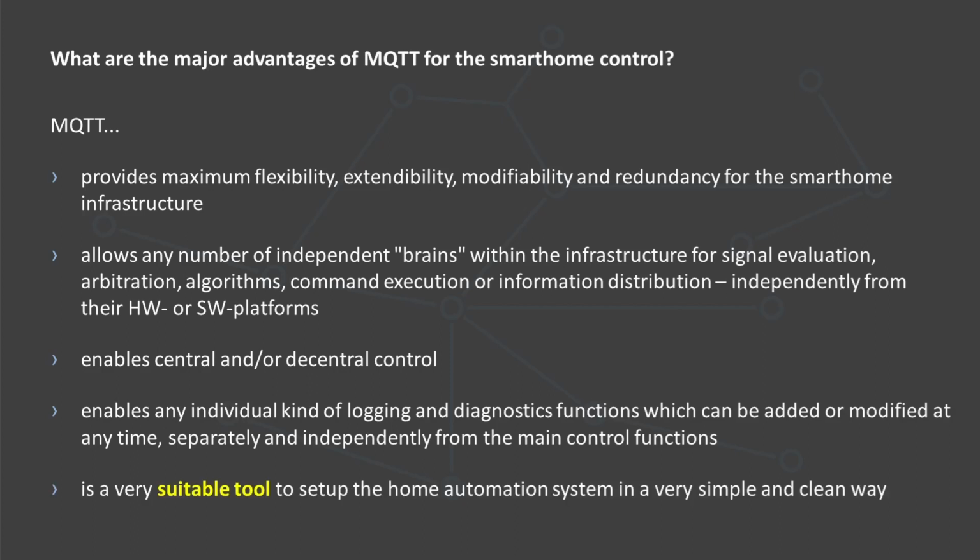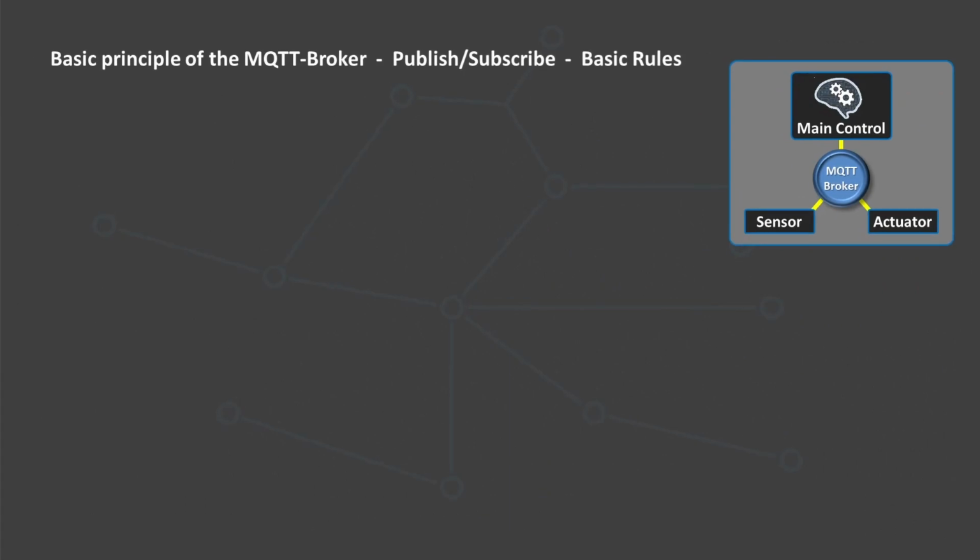MQTT is for me the best tool to set up the home automation system in a very simple and clean way. We know the idea of KISS: Keep it simple, stupid. Everybody can do things in a complicated way, but simplicity is an art for which MQTT is very helpful. Let's come to the basic rules now.